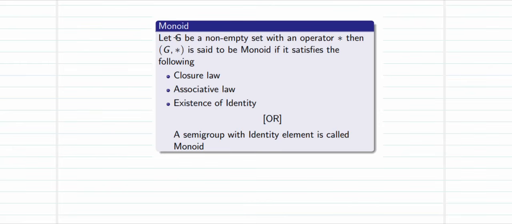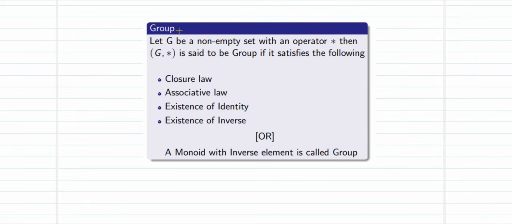Next comes a monoid. What is a monoid? A non-empty set with a binary operation that satisfies closure, associative and existence of identity, the first three quantities. Or in other words, I know that a semigroup is something which has closure and associative law. In addition to it, you do a topping of identity element to it, then you call it by the name monoid.